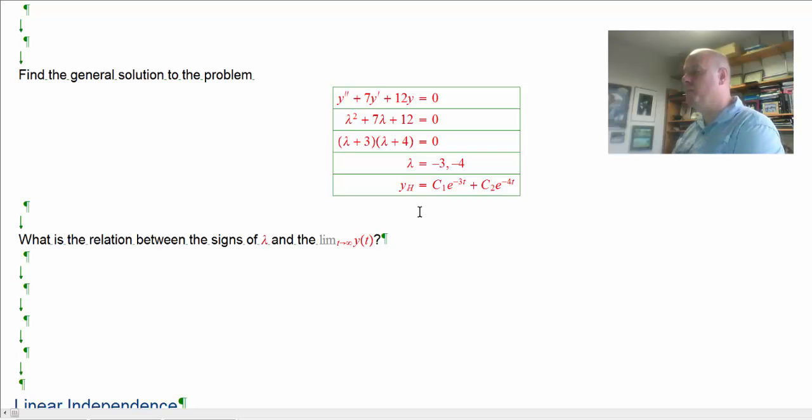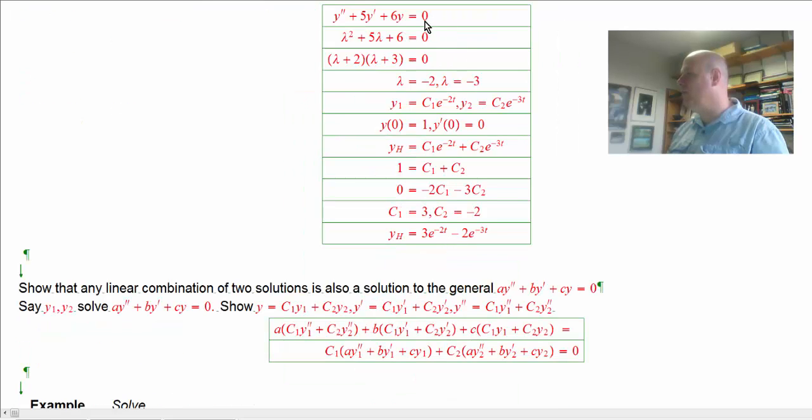Now a question. What's the relation between the signs of the eigenvalues lambda and the limit as t approaches infinity of the solutions? Well, these solutions so far are all e to the lambda t. So if that eigenvalue is negative, then this solution goes to 0. If that eigenvalue is positive, then this solution goes to infinity, or I guess minus infinity if the constant in front of it is negative.